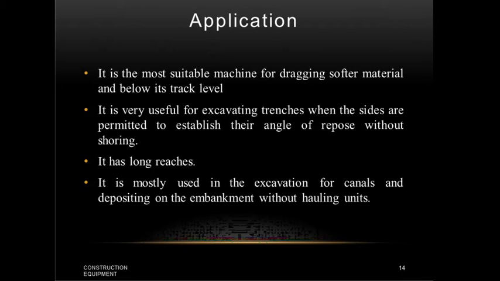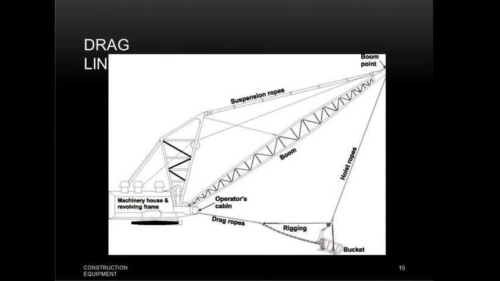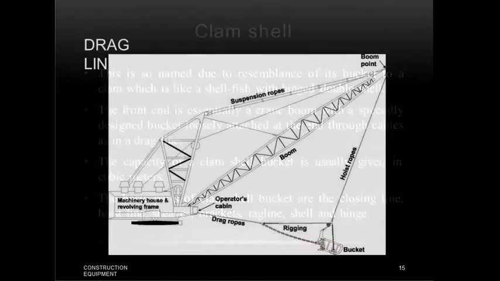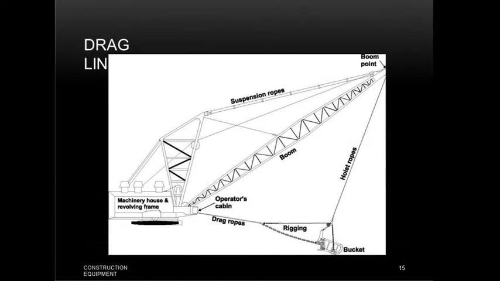These are some of the applications of this dragline, and you can see this is the dragline with various parts like the machinery house, drag ropes, bucket, hoist ropes, boom, and suspension ropes. Then, various factors that affect the output of the dragline. What are the factors that affect the output of the dragline?